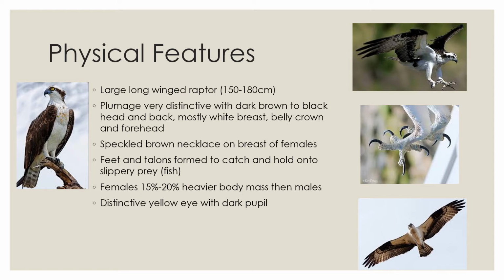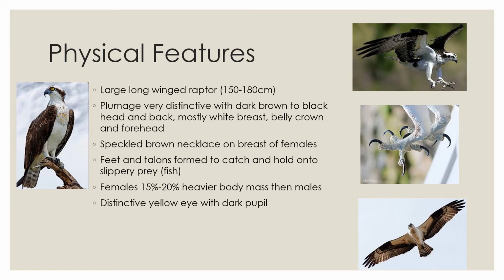Their plumage is very distinctive with a dark brown to black head and back, and their bellies are mostly white, as well as their crowns and their breasts and their foreheads. The females do have a little speckled brown pearl necklace on the breasts, and juveniles will have a little bit of white mottling on the top of their wings. They have very distinctive feet and talons, which are formed to catch and hold on to their slippery prey, which are fish. They almost look like fish hooks, actually.